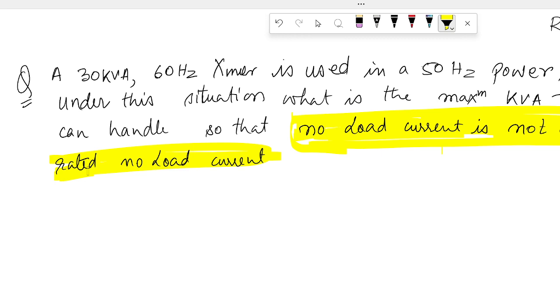Others? Before asking the answer, please explain what is the meaning of no load current not more than the rated no load current. Sir, it means the transformer voltage is not exceeding, and with its frequency, the flux density is always constant. Yes, exactly.